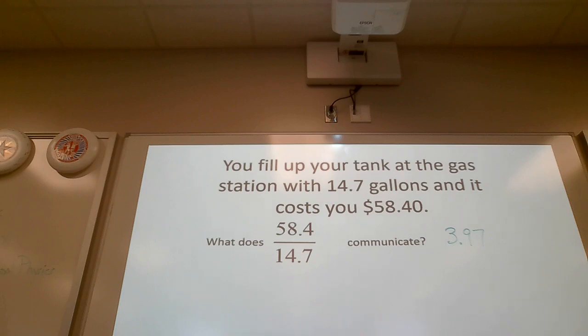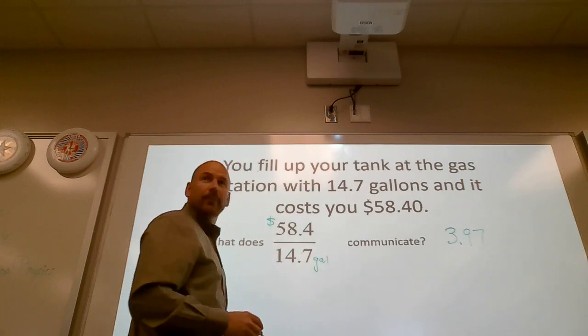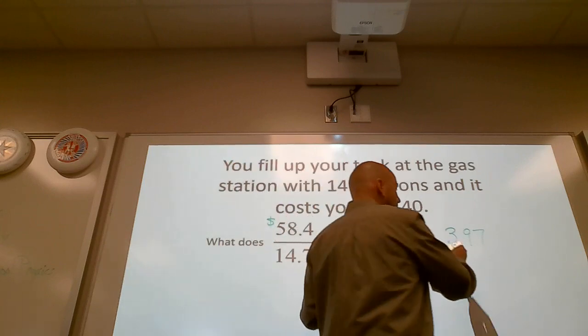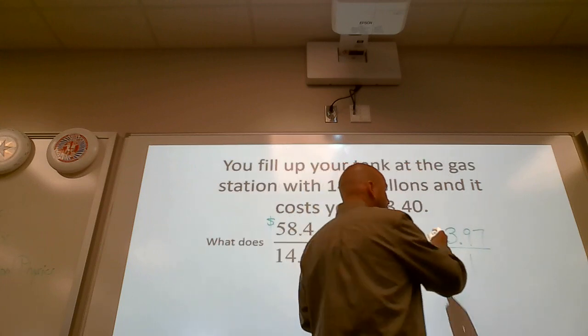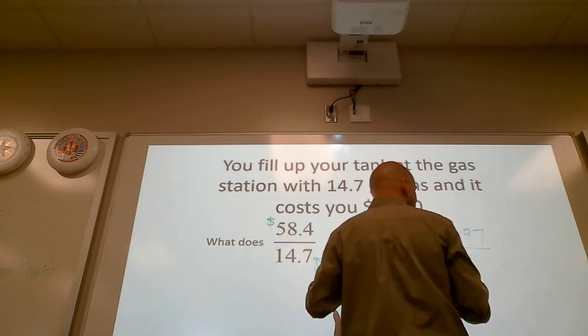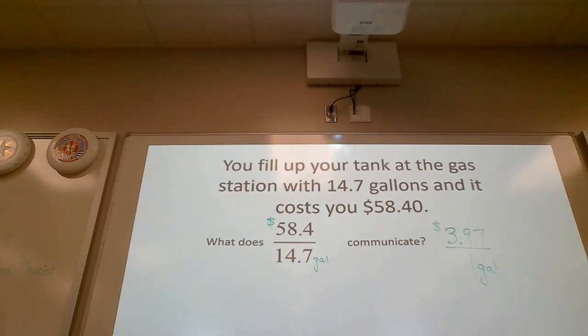$3.97 for every 1 gallon. Yes. Okay. So check this out. We've got dollars on top, gallons below. This is the same thing as writing this, right? That's taking the units, being consistent with the units. Okay. So it's $3.97 for every 1 gallon of gas. Instead of saying per, we said for every 1.